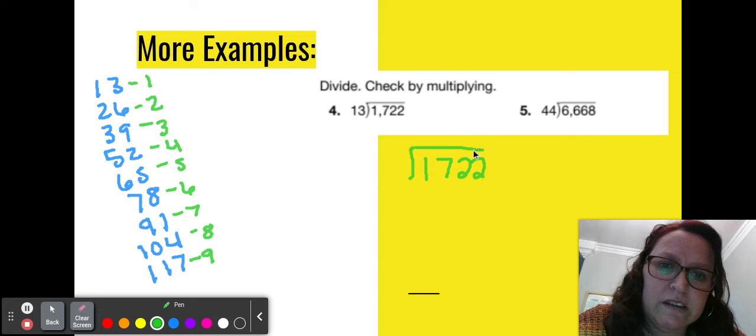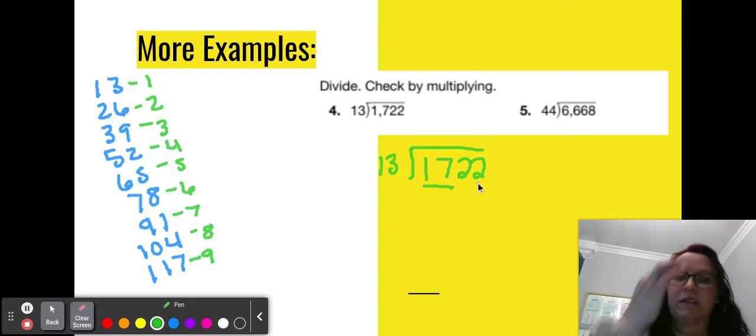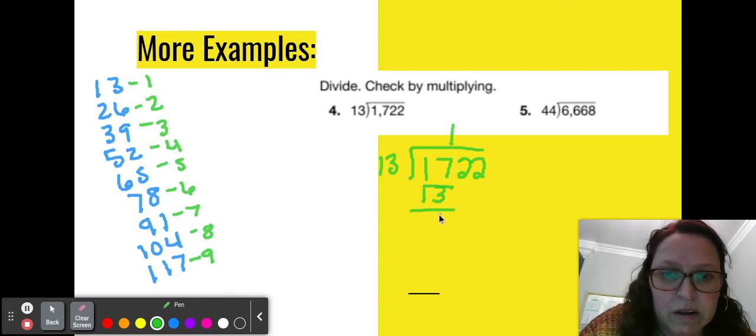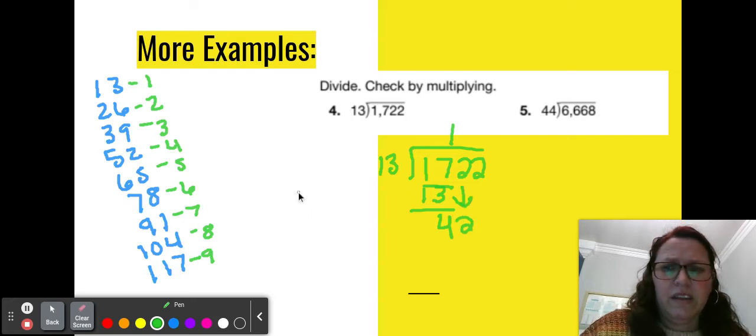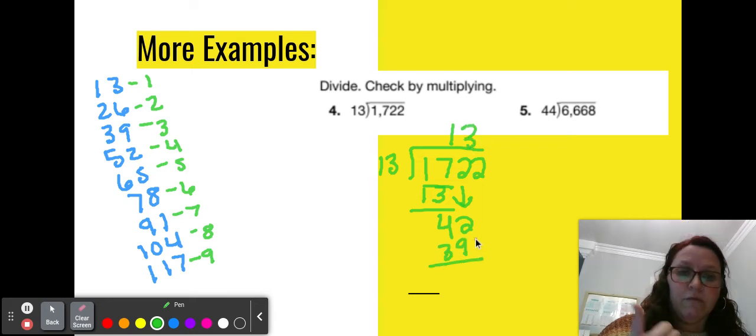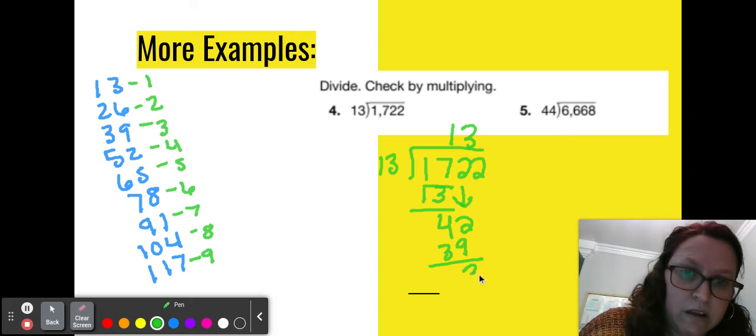1,722 divided by 13. Let me start by looking at 17. The number less than 17 is 13. So I'm going to put a 1. 1 times 13 is 13. 17 minus 13 is 4. And I'm going to bring down my 2. The number less than 42 I'm seeing is 39. So I'm going to put down a 3. 3 times 13 is 39. 39, 40, 41, 42. That's 3.